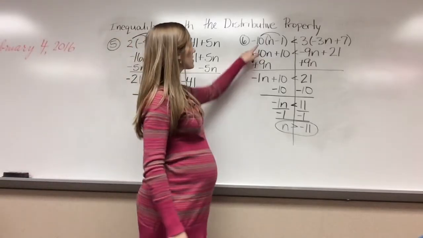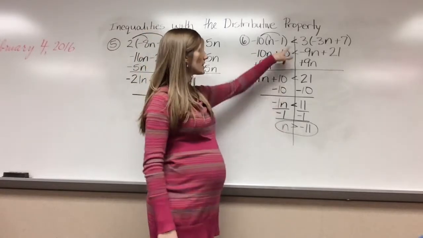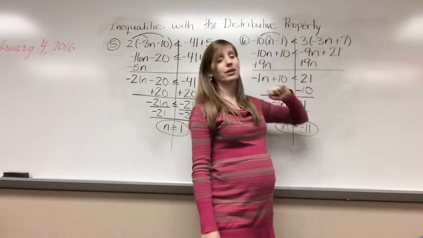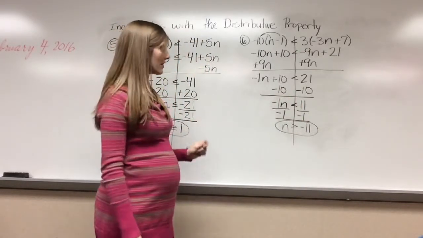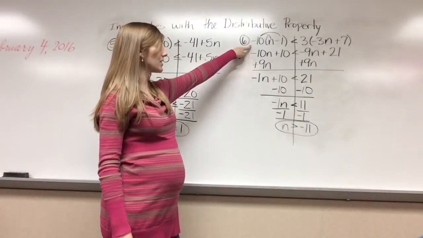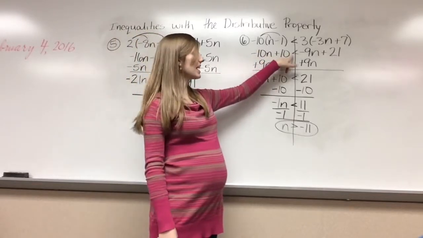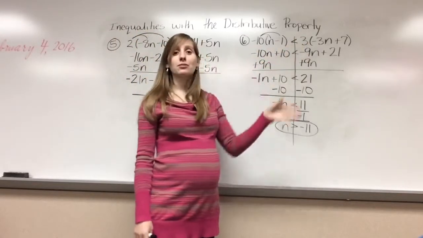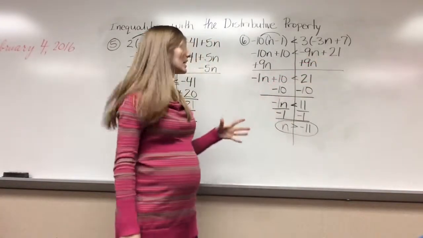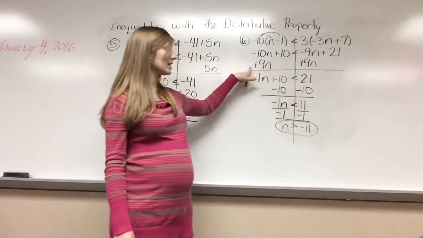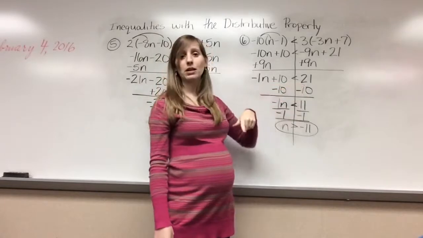For problem number 6, our inequality is negative 10 parentheses n minus 1 is less than 3 parentheses negative 3n plus 7. So the first thing I did was the distributive property on both sides of the inequality. I multiplied by negative 10 on the left side, so that left me with negative 10n plus 10 is less than. I multiplied by 3 on the right-hand side, so I got negative 9n plus 21. From there, I canceled out the negative 9n by adding it to both sides. I got negative 1n plus 10 is less than 21.